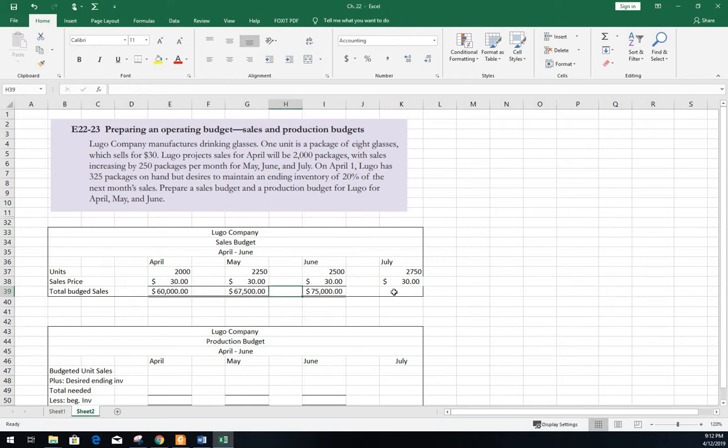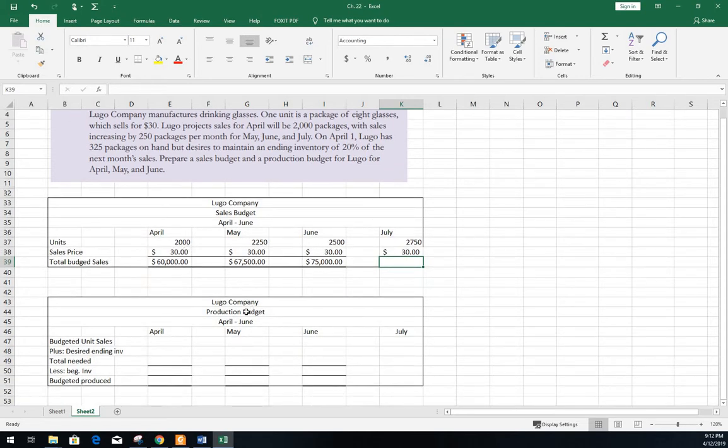I'm not going to drag it all the way to July because once again, this has units and dollars, and we're not going to drag the dollar amounts into the production budget, so I'm just leaving that there as it is. So there's our sales budget. Pretty simple. Take the units, multiply times the price, and you get the total sales for each month.